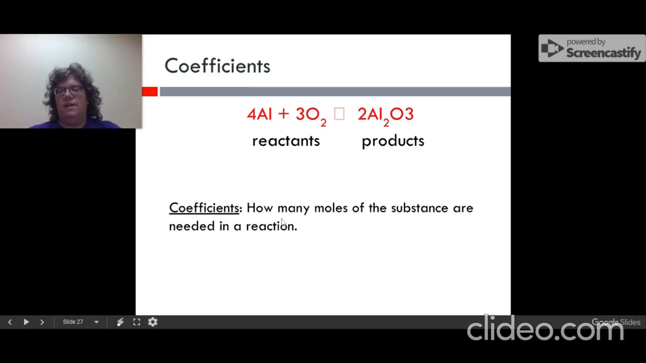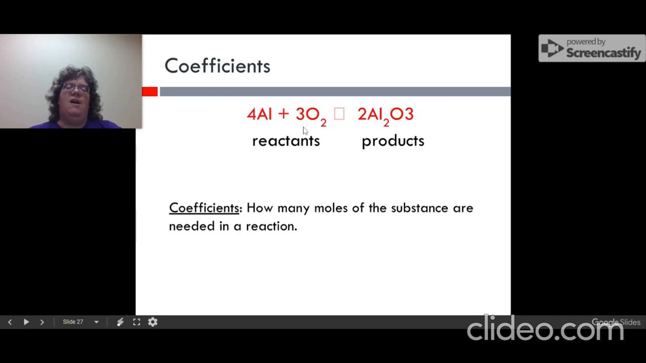Another word we need to define is coefficient. That is this number out in front here. So for aluminum, it is 4. For oxygen, it is 3. And for this aluminum oxide, it is 2. That coefficient basically is like the recipe.